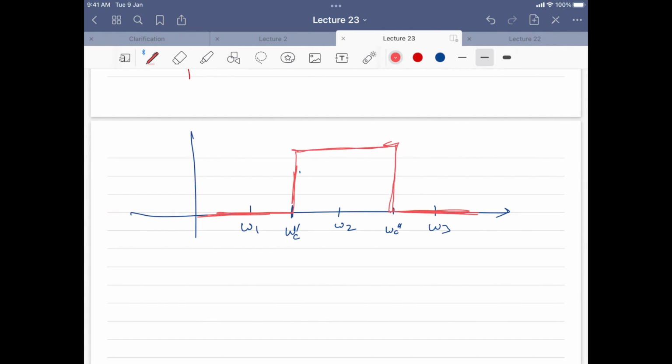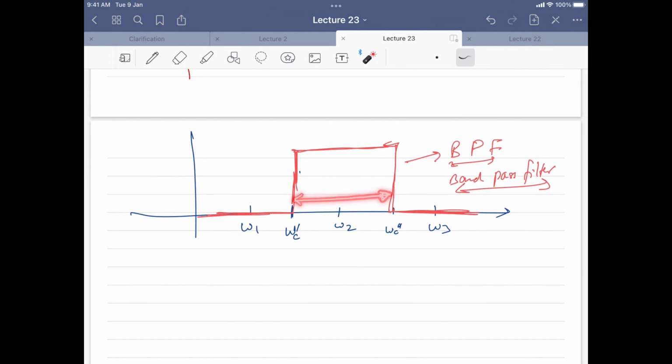So these types of filters are called band pass filters. Why is it called band pass? Because it actually passes a band of frequencies in between the continuous frequencies. In the continuous frequencies, this part is gone, this part is gone, and only a specific band is passed. That's why it is called a band pass filter.